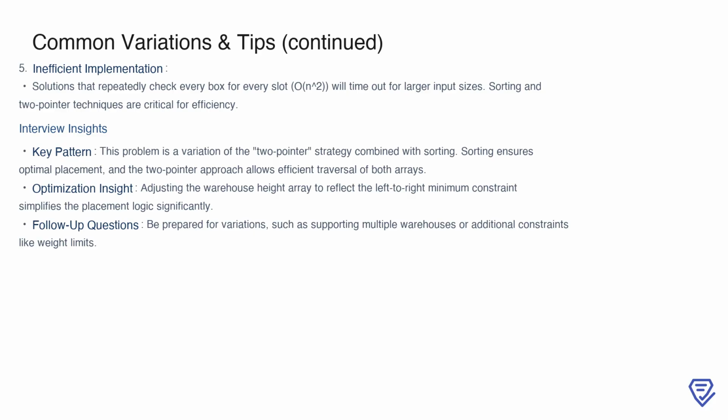Looking at the bigger picture, this problem is a classic example of a two-pointer strategy paired with sorting. Sorting ensures that the boxes are placed optimally, while the two-pointer technique allows you to traverse both the boxes and the warehouse slots efficiently. Adjusting the warehouse height array to reflect left or right minimum constraints is another key insight, as it simplifies the placement checks.